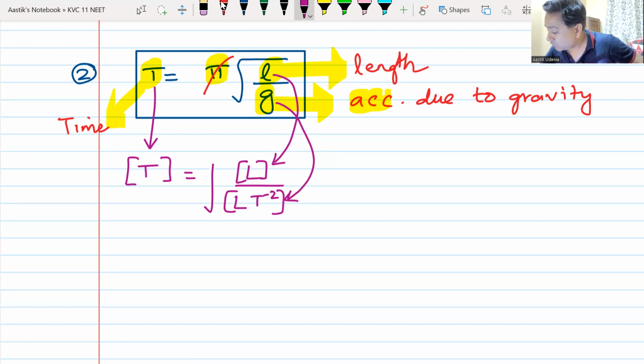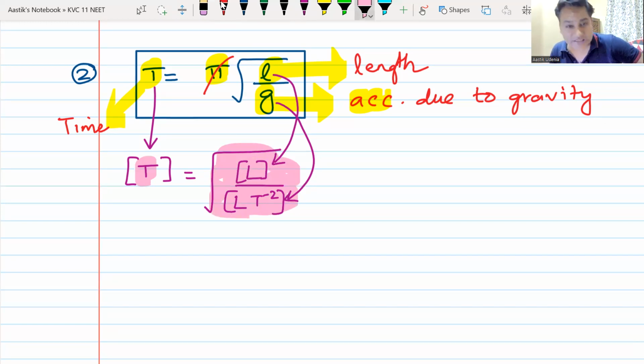Then I have to put this root. So I put the root as well. And then I check the dimension on the left hand side and I check the dimension on the right hand side. And I will leave that for you. The dimension on the left hand side and the dimension on the right hand side, are they the same? Are they matching? Yes or no?